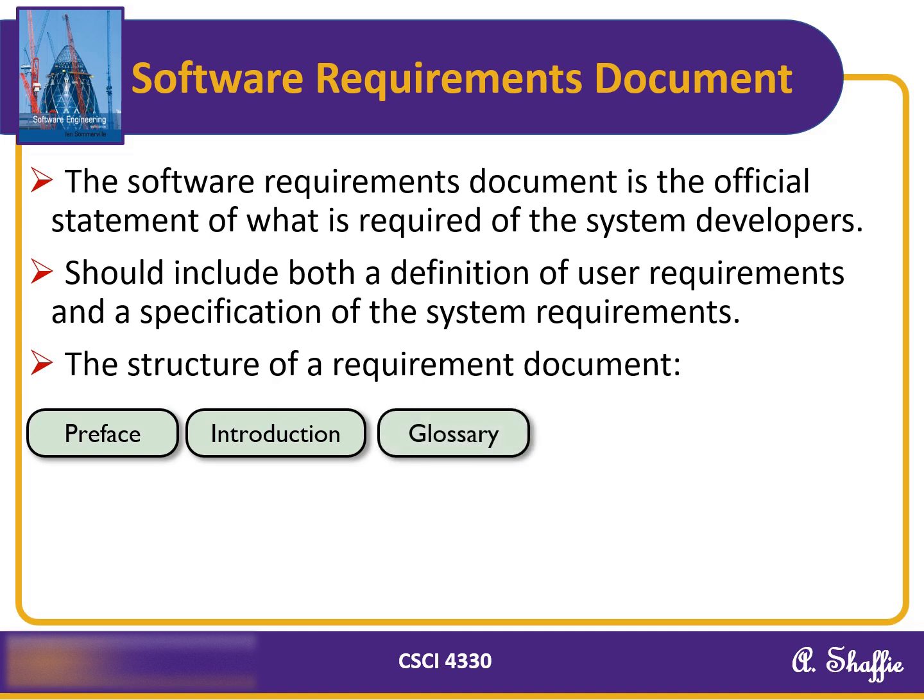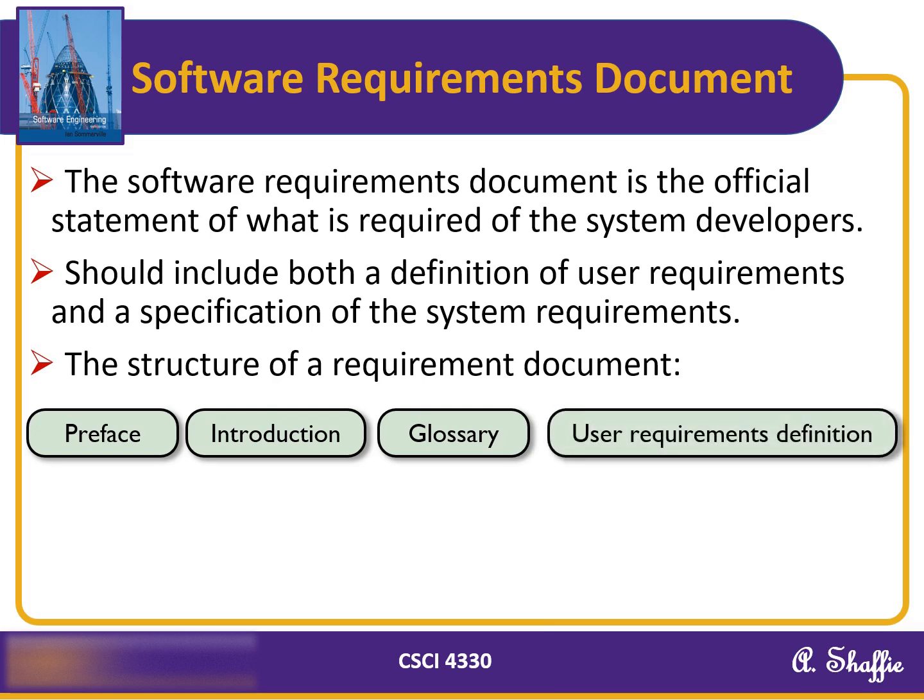Glossary. This should define the technical terms used in the document. User requirements definition. Here you describe the services provided for the user. The non-functional system requirements should also be described in this section. And this description may use natural language. You can use diagrams or any notation as far as it will be understandable by the customer. I mean, that's fine. We will have system architecture. This chapter should present a high-level overview of the anticipated system architecture.